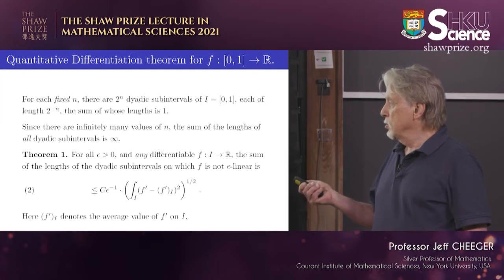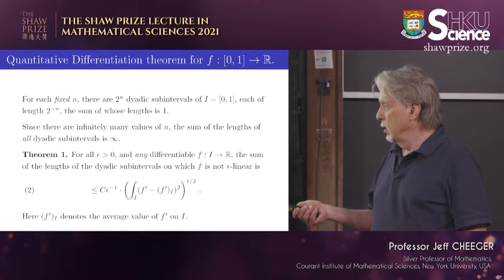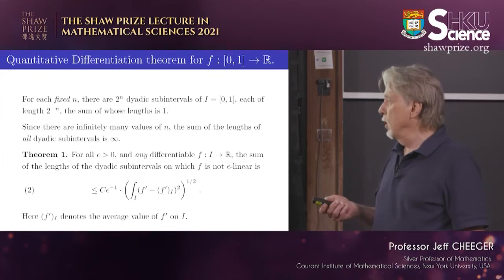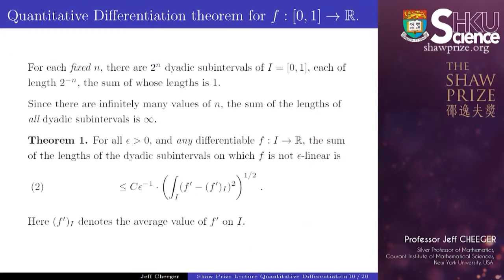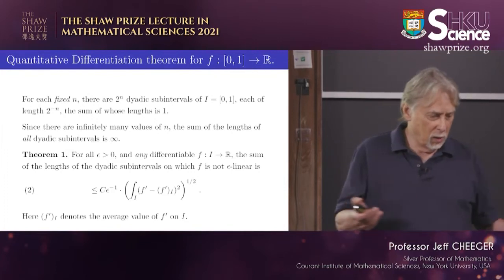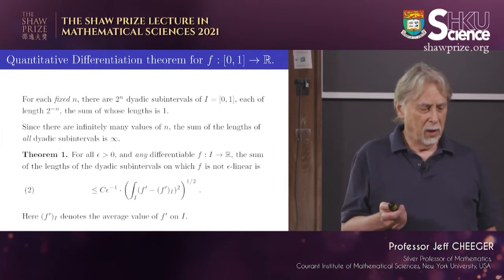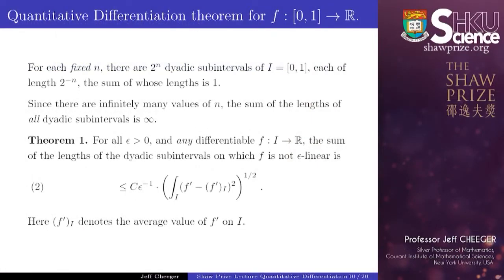We take, this is really what's called the L2 norm. We take the derivative, and now this denotes its average value on the whole interval. We take the difference, so we're looking at the deviation of f from its average value. We square it to get something positive, and then we take the square root. And that is supposed to bound the sum of the lengths, this expression over here, of all the dyadic subintervals on which it fails to be epsilon linear, which means on all the infinitely many that are left, it is epsilon linear, no matter how small epsilon is. Okay? So this is quite striking because the sum of the lengths is infinite, but the failure to be as linear as we like is bounded by a finite constant, namely this one. Okay, so I hope the point is clear.